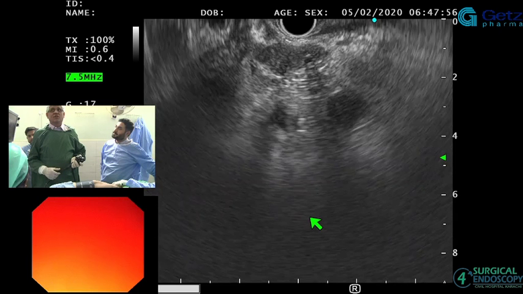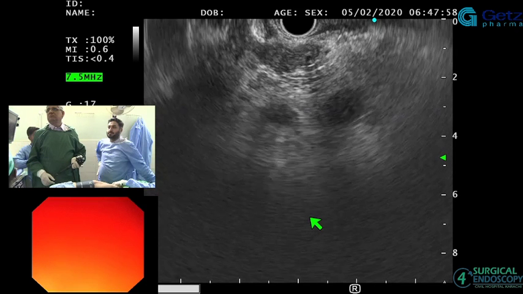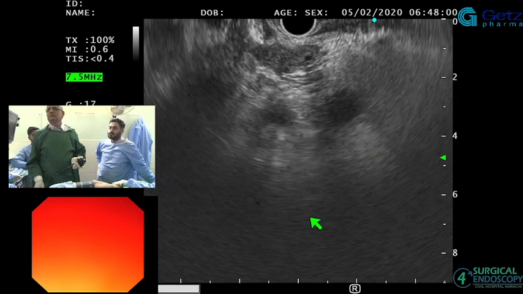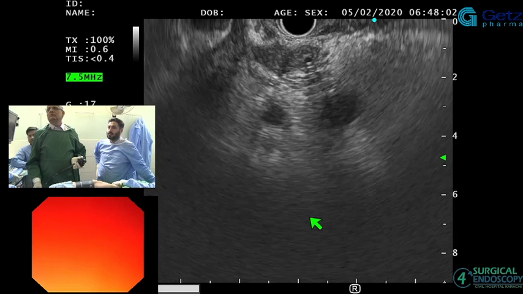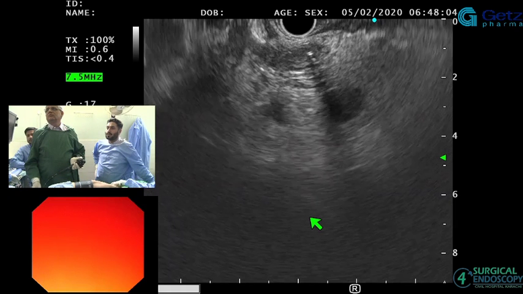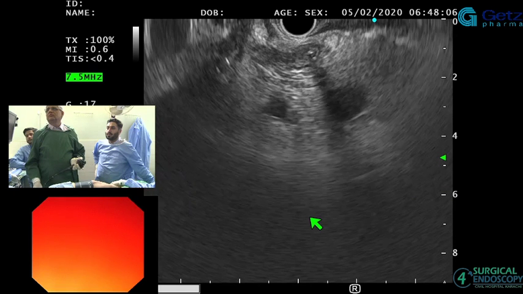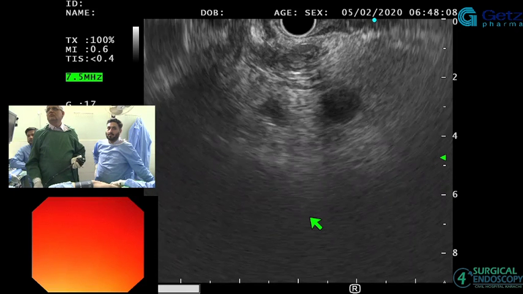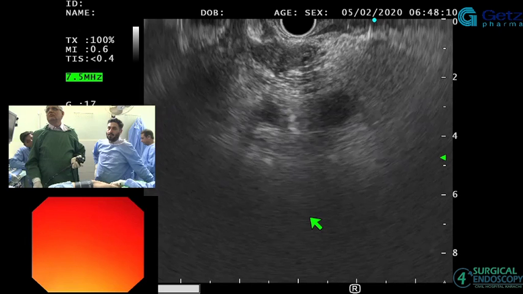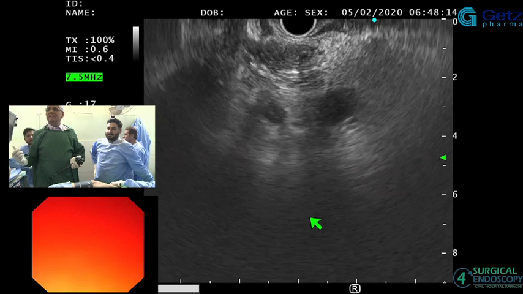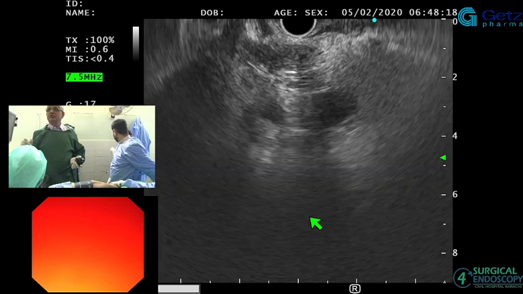Sir, if we come across a patient, can you hear me? Yeah, I can. If we come across a patient with obstructive jaundice and CT is suggestive of terminal CBD stricture, what would you suggest to go first, ERCP or EUS guided? If you have the facility available, then both at the same time. Which one ideally first? You do EUS first.